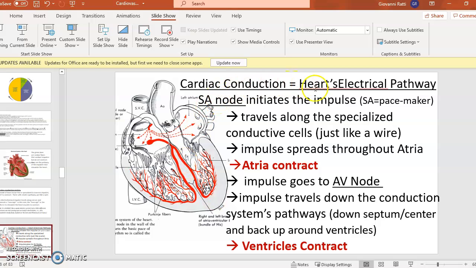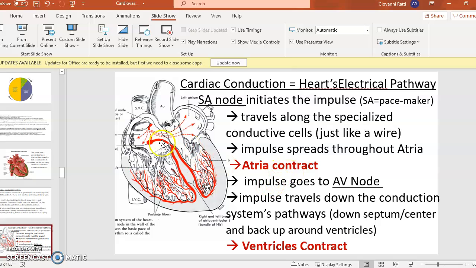So cardiac conduction, this is showing us the heart's electrical pathway. This time it's red, not in green. We begin at the SA node. It initiates the impulse. Notice the SA node is actually called the pacemaker. It sets the pace of the heartbeat because it's where the heartbeat starts every time. Then from the SA node, it travels along specialized conductive cells, the wires of the heart, if you will, and it travels to both the atria, and the result is the atria contract because the electrical impulse stimulates the atria and it stimulates contraction. The atria contract.